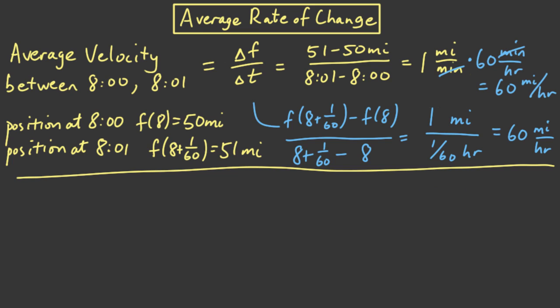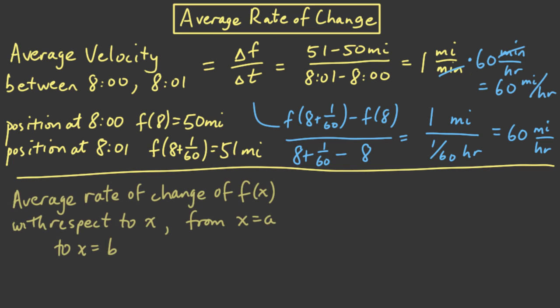In general, if you have any function f with some input variable x, then you can talk about the average rate of change of f of x with respect to x, as x goes from x equals a to x equals b. And this is exactly what we had above. It's just the change in f, so delta f, divided by the change in x, delta x. And this is always going to be measured in units of the output divided by units of the input. And the formula is just as follows.